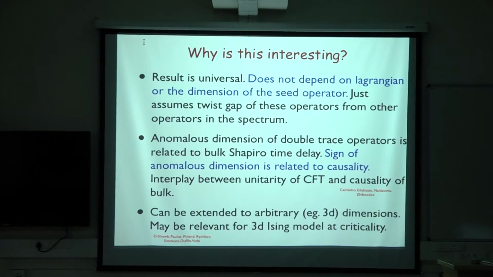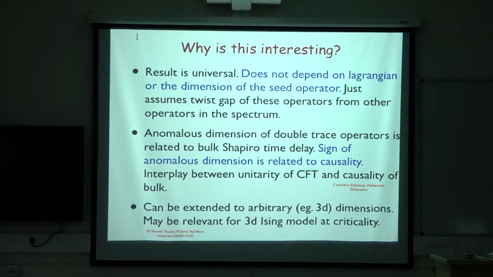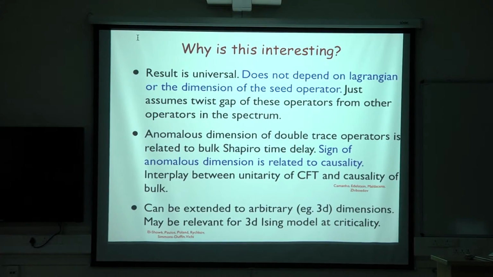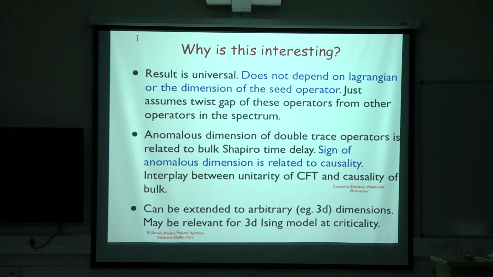So why is this interesting? As I said, the result is universal. It does not depend on the Lagrangian or the dimension of the seed operator. By the seed operator, I mean the operator that I started off with in the 4-point function. It just assumes that there's a twist gap from the minimal twist operator to other operators in the spectrum.